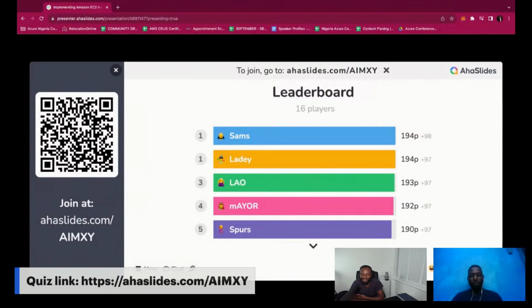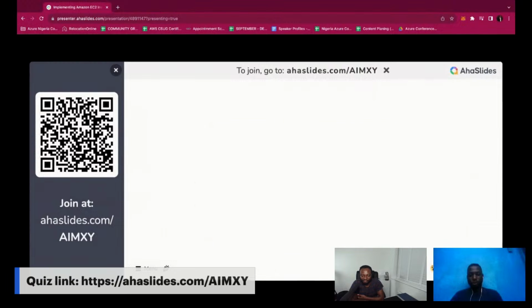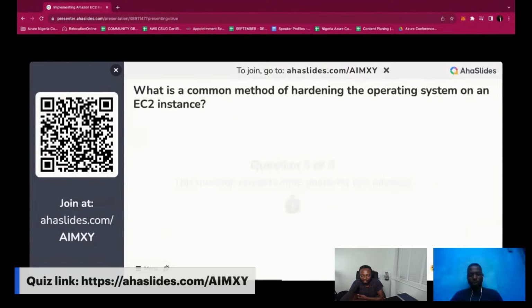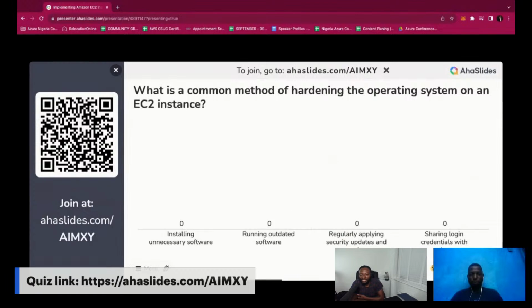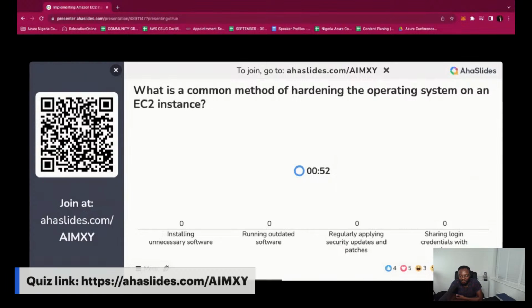So let's go to the next question. Which method of hardening the operating system on an EC2 AWS service instance? The first option is AWS CloudFront. The second one is installing unnecessary software, running outdated software, regularly applying security patch updates and patches, sharing login credentials.